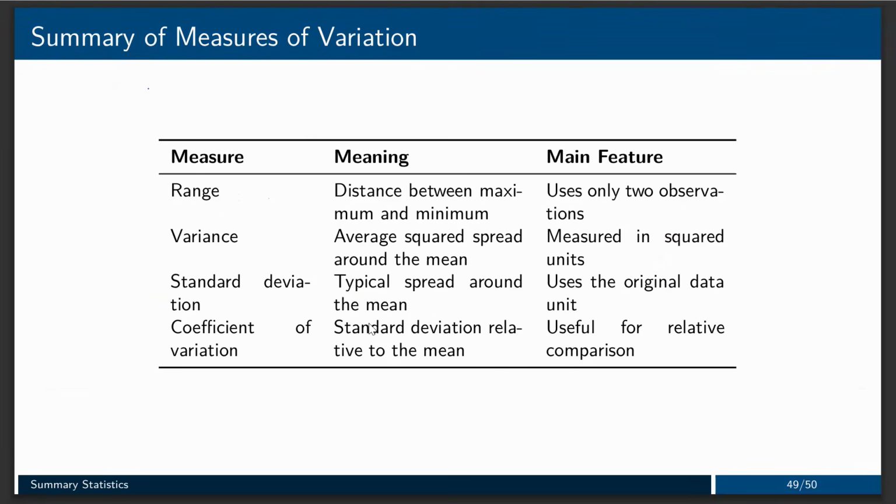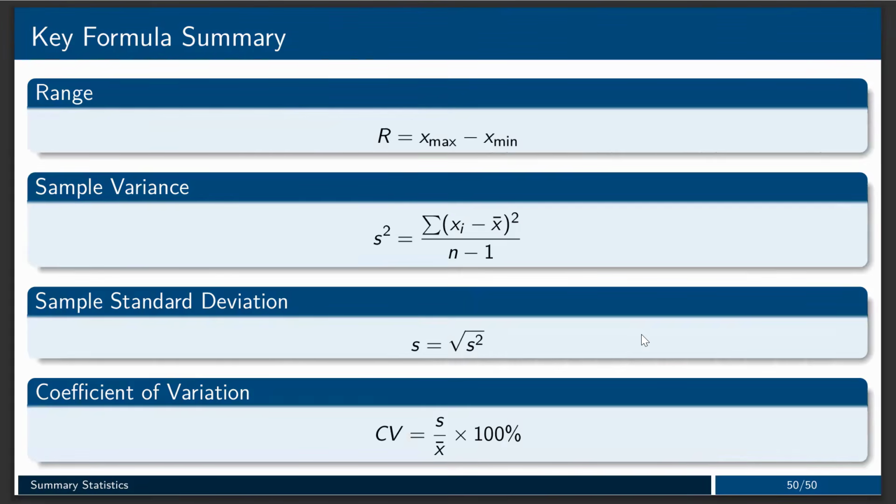Now, here is a summary of the measures of variation we have looked at. We looked at the range, which is the distance between the maximum and the minimum value. It uses only 2 observations. The variance is the average squared spread around the mean, and it's measured in squared units. Standard deviation is the typical spread around the mean, and it uses the original data unit. And finally, the coefficient of variation is the standard deviation relative to the mean. It's useful for relative comparison. These are the key formulas.